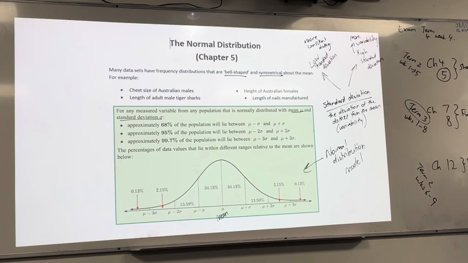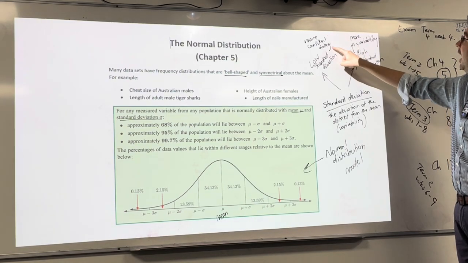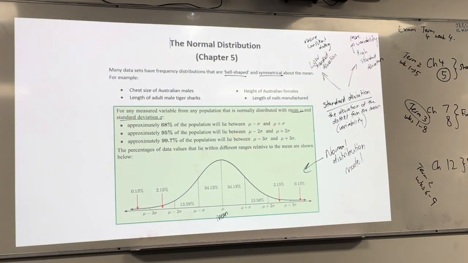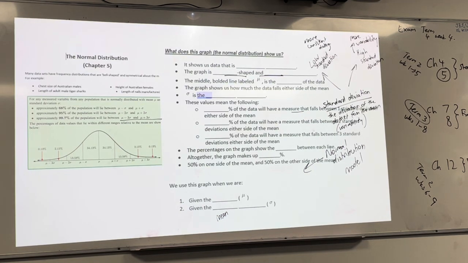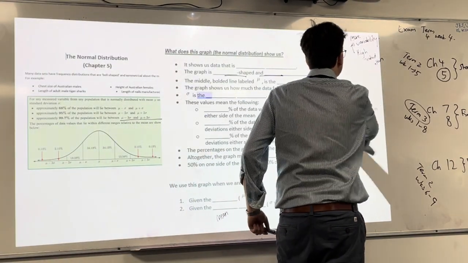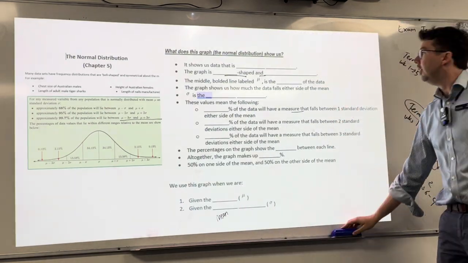The one above the low one. That one. What's the last word to say? Data. Permission to erase? Yes. Alright. You forgot the mean down the bottom.